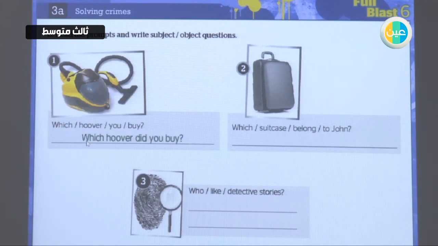So we put the WH word at the beginning. Hoover is in the second place. Then we use an auxiliary plus the verb. Which Hoover did you buy? Because we're asking about an object here.